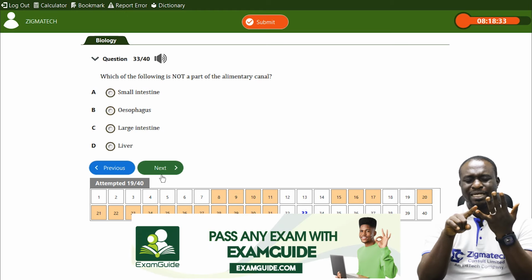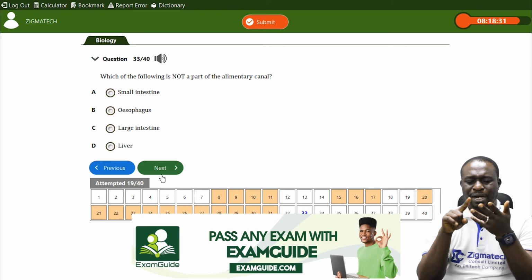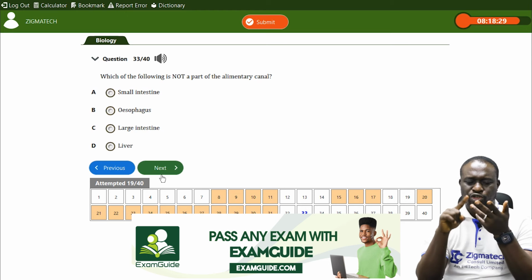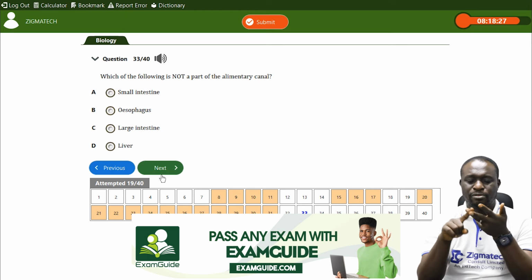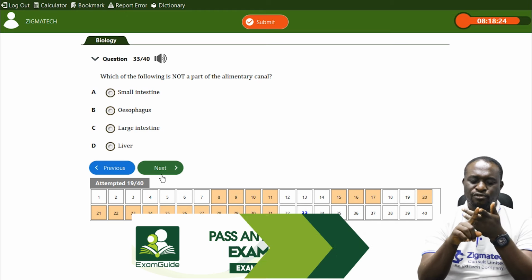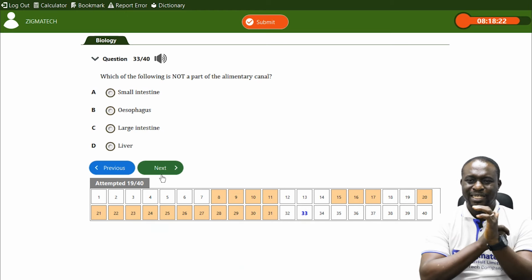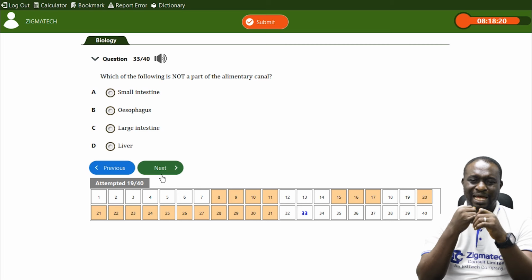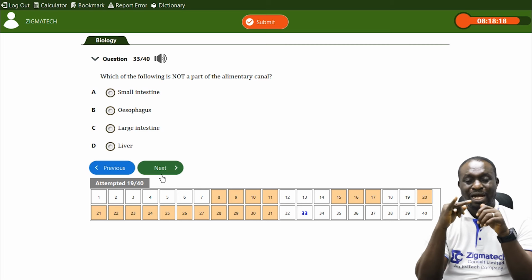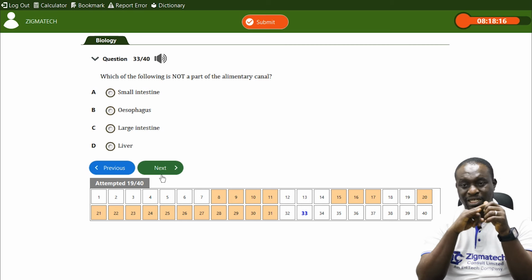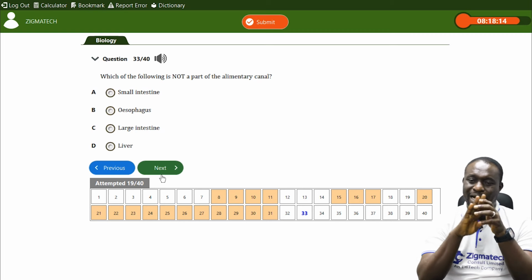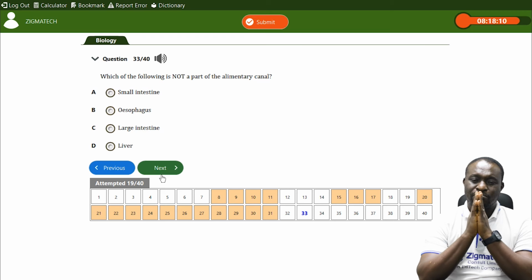The alimentary canal of man starts with the mouth. From the mouth, we have the esophagus. From the esophagus, we have the stomach. From the stomach, we have the duodenum. From the duodenum, we have the small intestine. From the small intestine, we have the large intestine. From the large intestine, we have the cecum and appendix. We have the rectum, and then we have the anus. These are the alimentary canal in man.